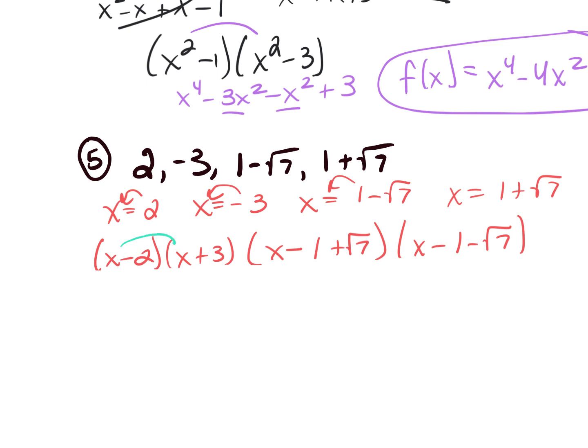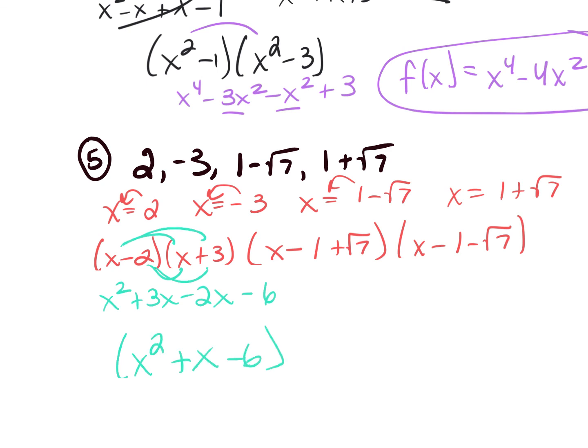So x times x is x squared. X times 3 is plus 3x. Negative 2 and x is negative 2x. Negative 2 and positive 3 is minus 6. So we combine like terms. X squared plus x minus 6.